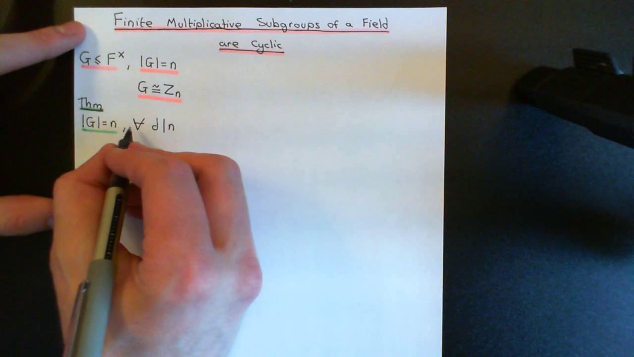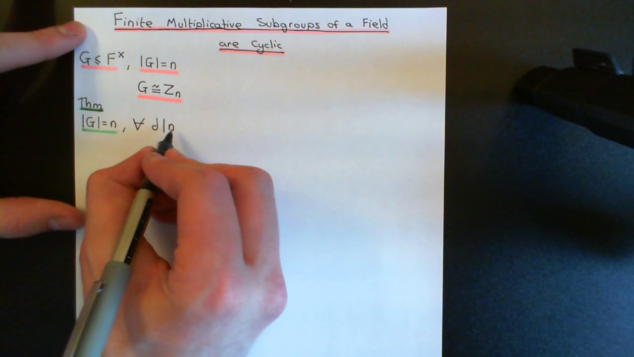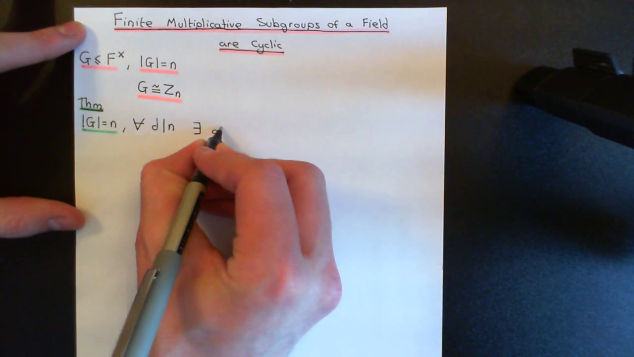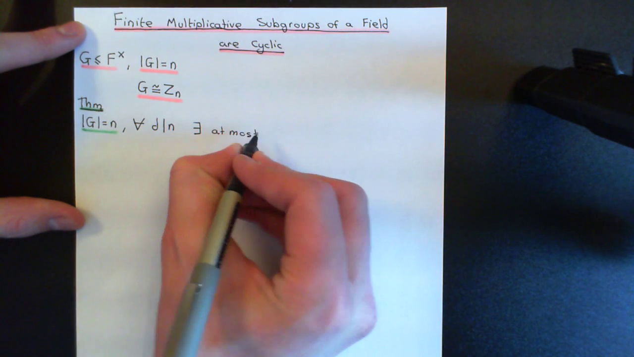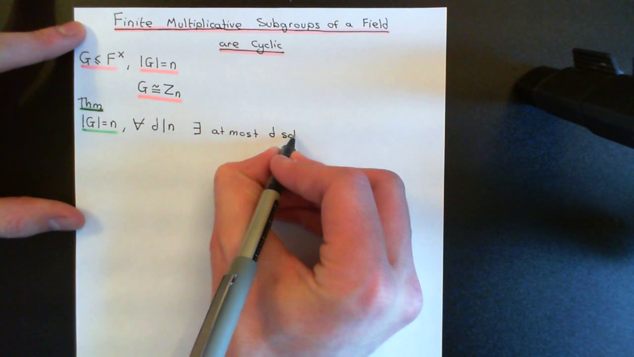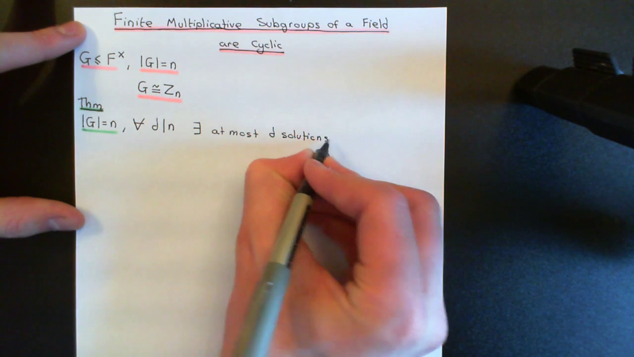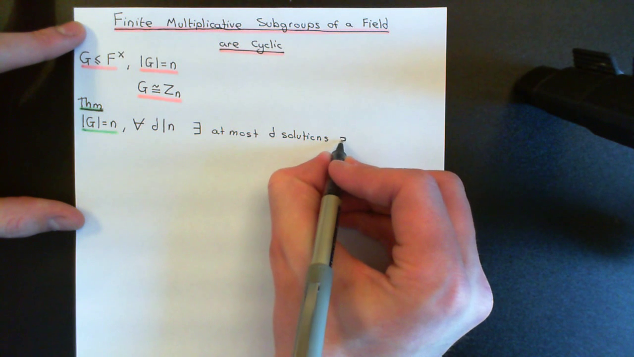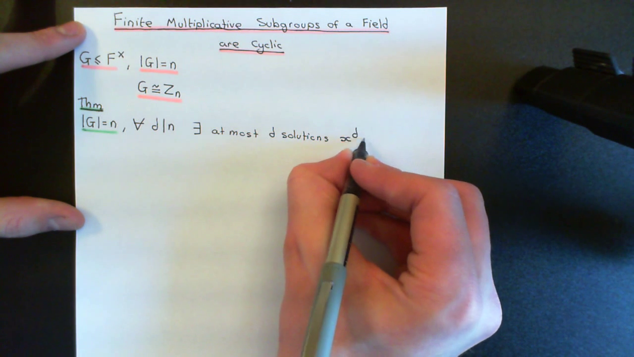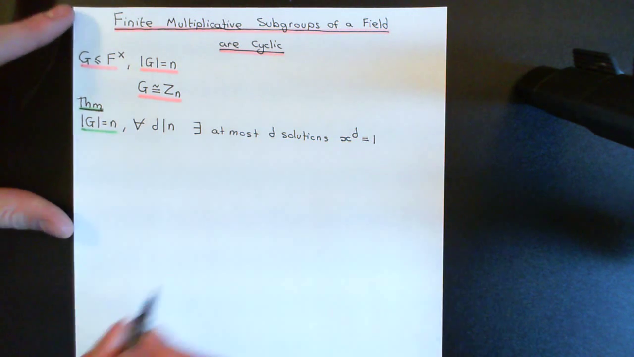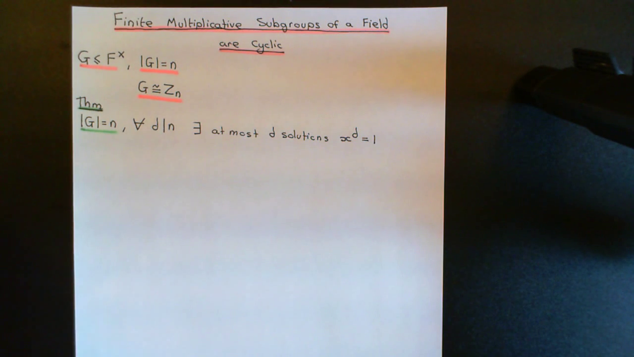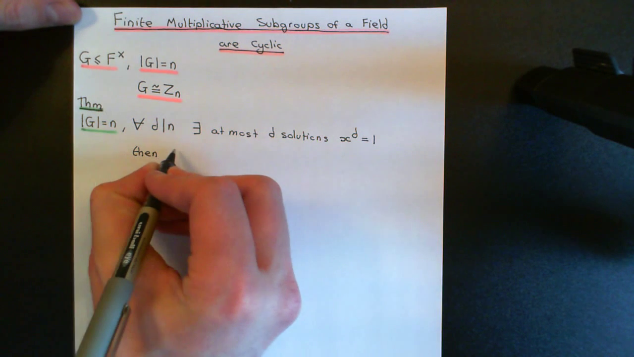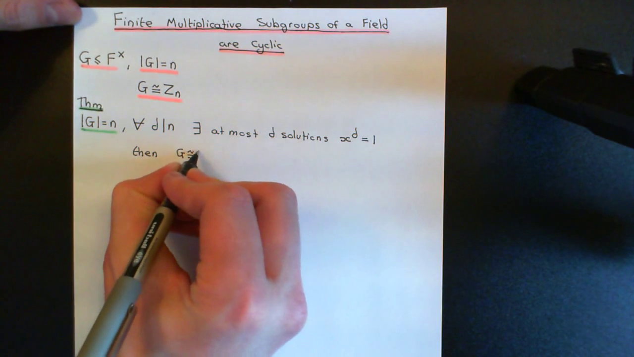Okay, so the special property that this group is going to have is you pick any d that divides n, then there exist at most d solutions, which I'll call little x's, in the group to the equation x to the power of d is equal to the identity element. Okay, that is the condition that we're going to want this group to obey, and then the theorem says that G is actually isomorphic to the cyclic group of order n.